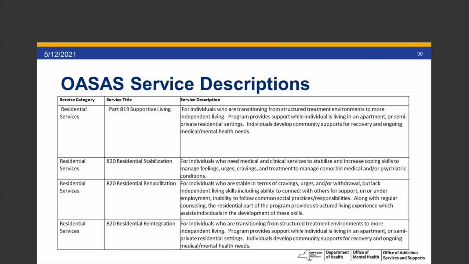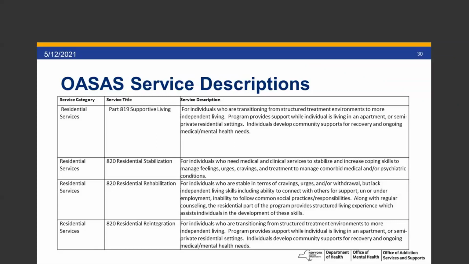Now for the Part 819 supportive living. This is considered the least intensive residential setting that we have. So these can be kind of like individual apartments that people will live in. So this is how we support people who are transitioning from a really structured 24/7 environment to one where they are still interacting with program staff, maybe on a weekly basis or a couple of days a week, but they may have their own apartment or have an apartment that they share with other people who are in supportive living programming. And this gives them the ability to develop independence, to get a job, and really engage in that community life with still a little bit of support in the event that they're not 100% ready to rejoin the community on their own.